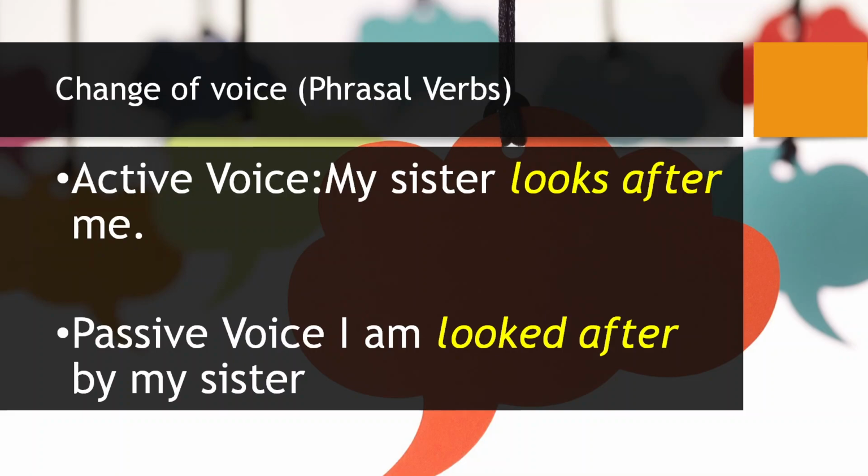Now let us look at the change of voice of phrasal verbs when we change a sentence from active voice to passive voice. My sister looks after me. As we already learned that the phrasal verb remains intact, the preposition remains intact, so the passive voice will be I am looked after by my sister. So, after has to go with the verb look.